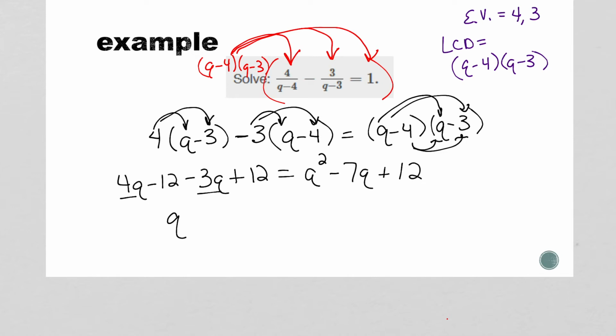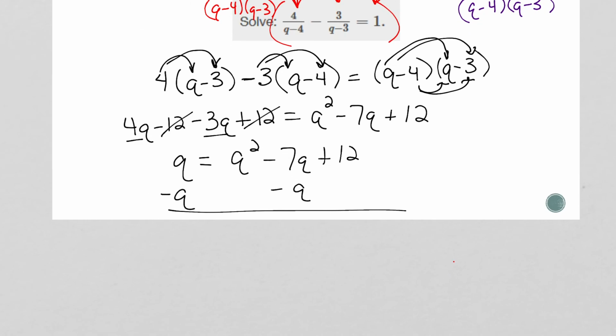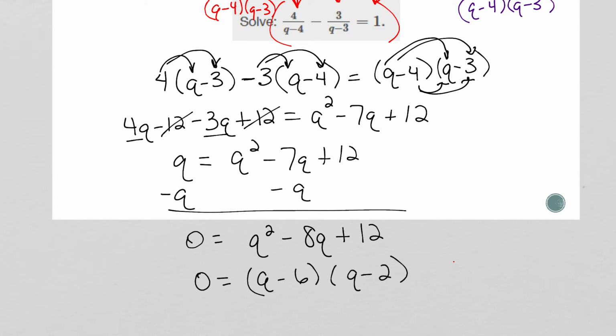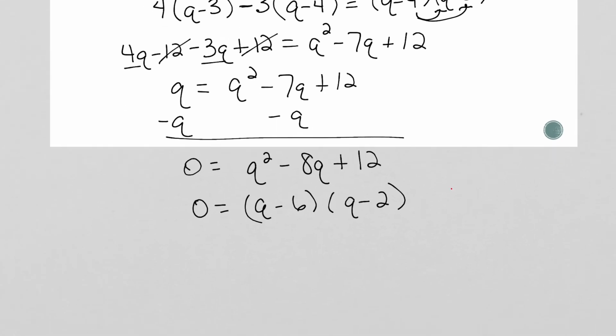So I end up with Q on the left, and then these guys cancel each other. And now I will subtract Q from both sides. And now I'm going to factor this. Let's see here. Negative 6 and negative 2. Yeah, those multiply to be positive 12 and add up to be negative 8. That's good. Now I'm going to take each of those factors and set them equal to 0.